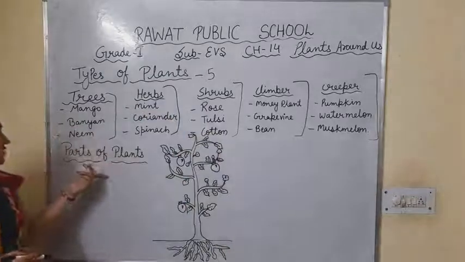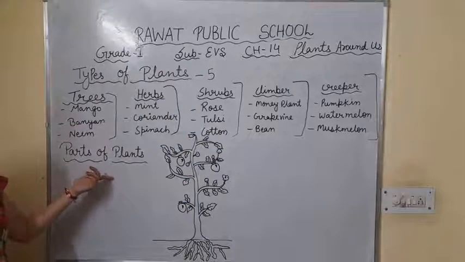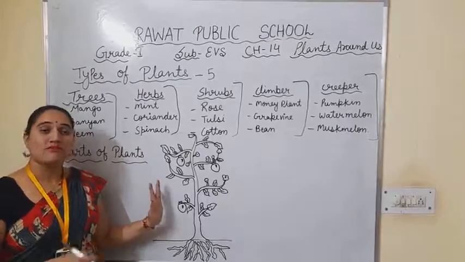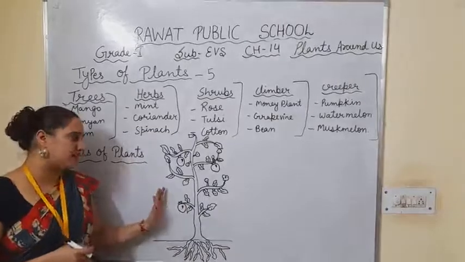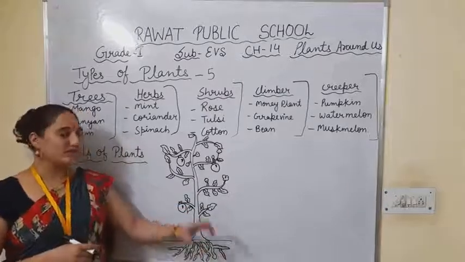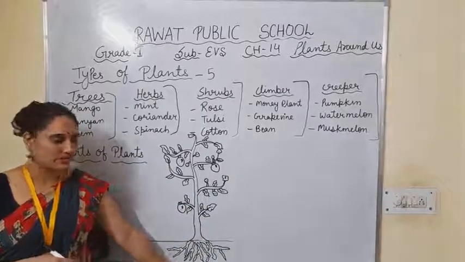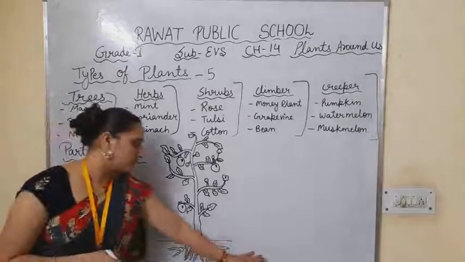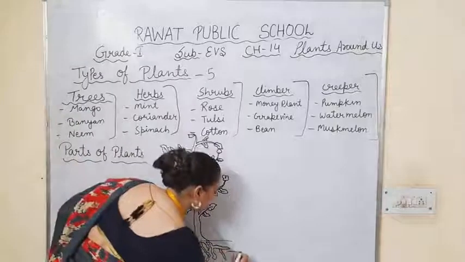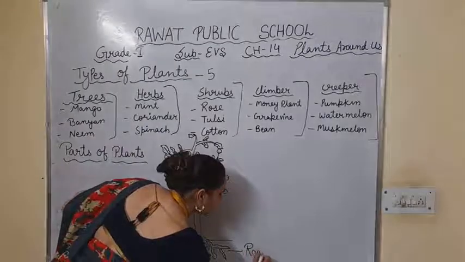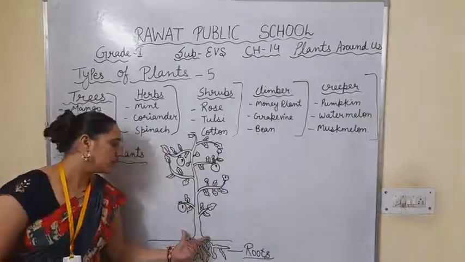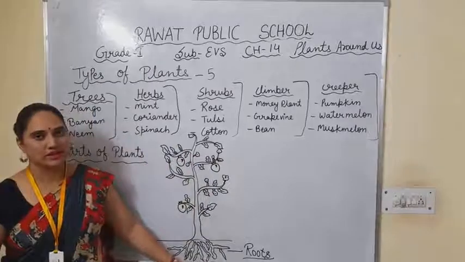Now, next topic we are talking about is parts of plants. As I draw one plant here, you can see how beautiful it looks. Without filling any color on this plant, it looks very beautiful. Can you tell me the name of the plant? So we'll start from the lower part. Under the ground, there are the roots by which the whole plant is standing. So roots hold the plant on the ground.